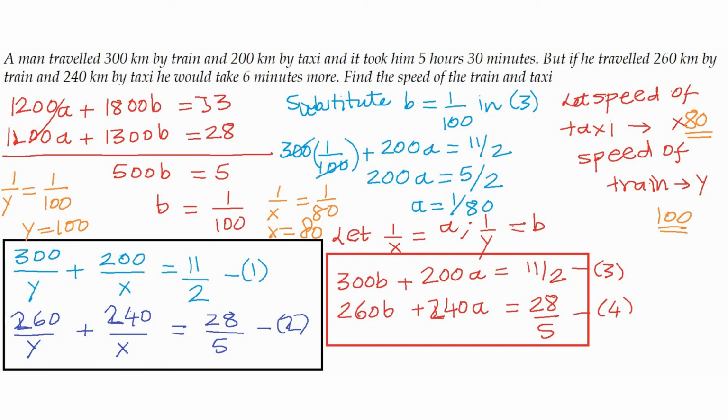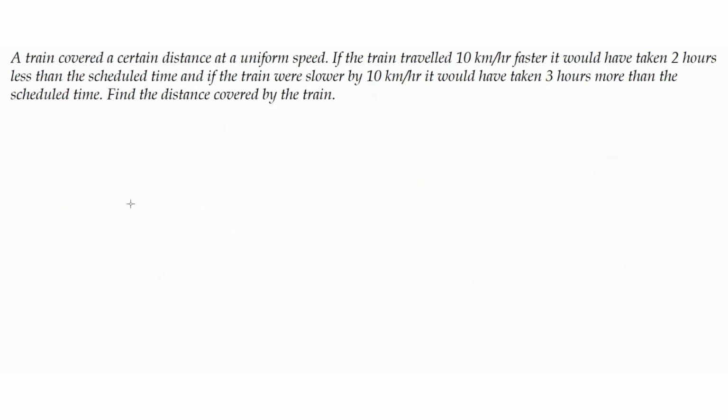Moving on to the next question. A train covered a certain distance at a uniform speed. Okay. So train covered a certain distance at uniform speed. If the train traveled 10 kilometers per hour faster, it would have taken 2 hours less than the scheduled time, right? So if you speed up the train by 10 kilometers per hour, then it is going to take 2 hours less as compared to the scheduled time.